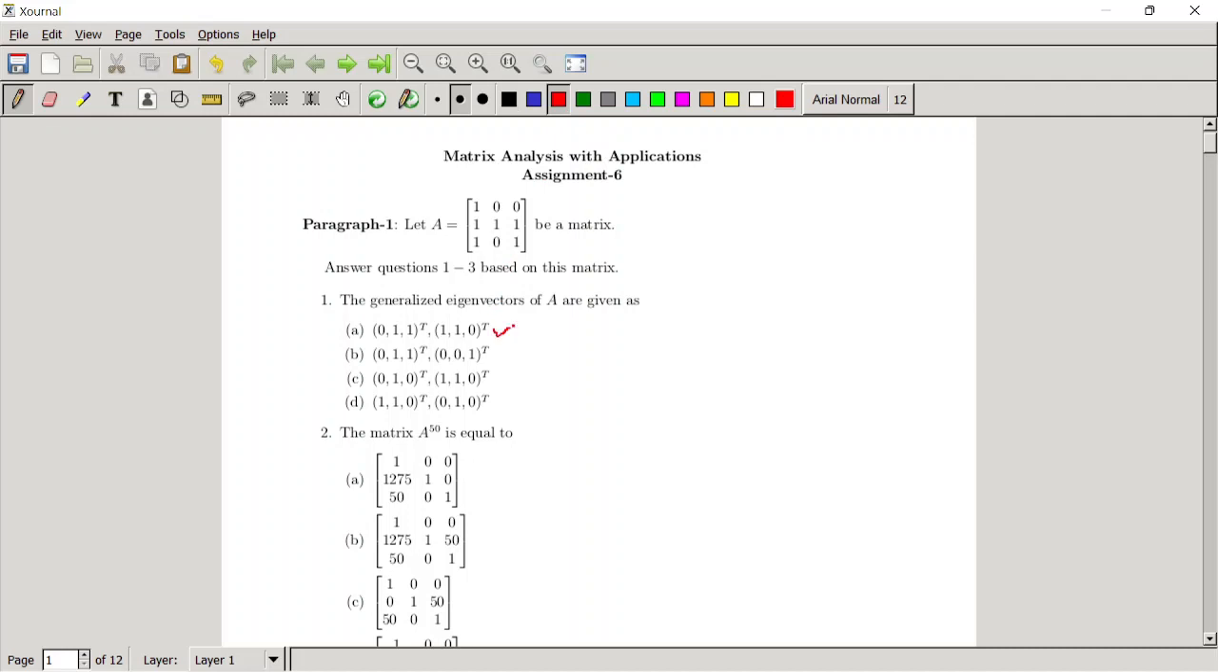Is it clear or does anybody have any doubt in this problem? Yes, sir. I have cleared in this problem, but I have a doubt in another problem. Can I ask you? Yes, ask me.